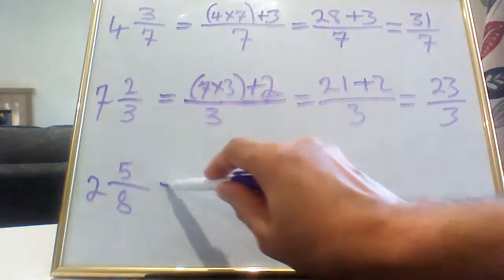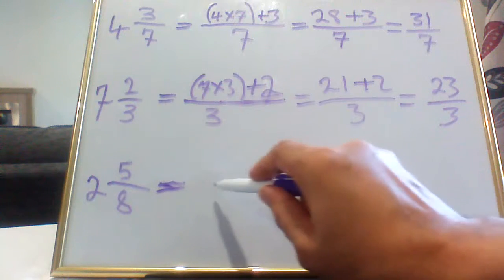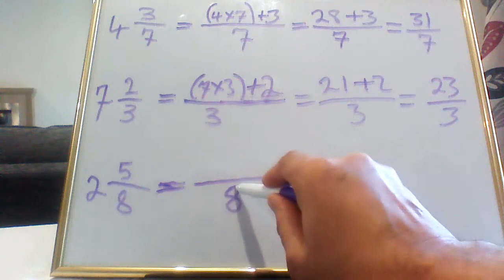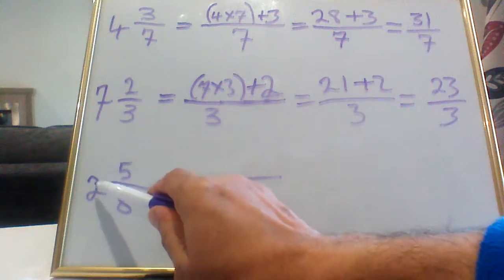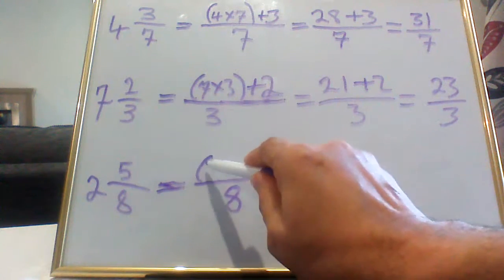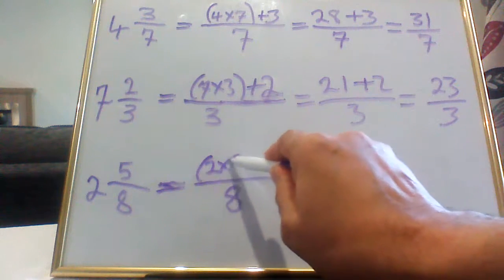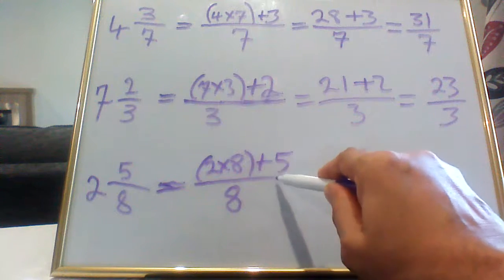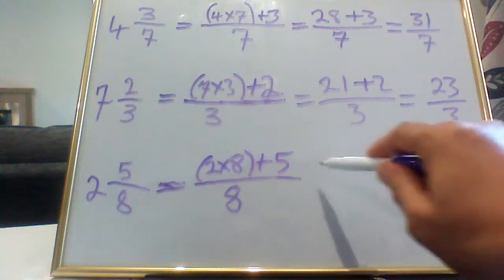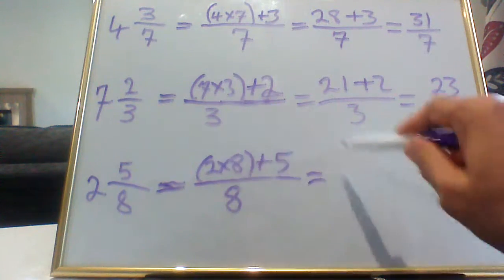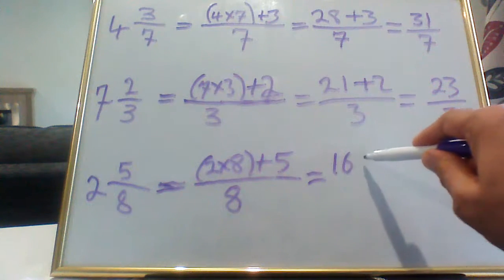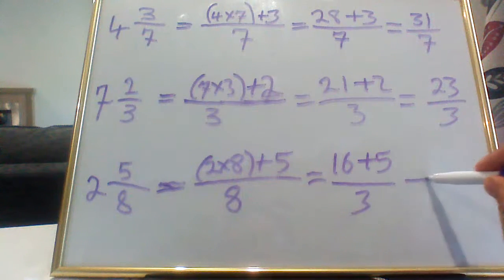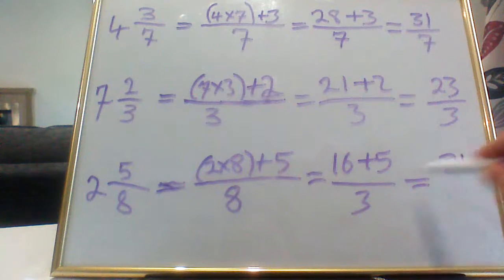Once again, keep the same denominator. So remember, the 8's the denominator. And what do we do? Can you remember? Multiply the 2 by the 8, keep it in the brackets, keep it separate. Then after you've done that, you can add the 5 to it, which is the numerator. Right. 2 times 8 is 16. Now you can add the 5 to that. 16 plus 5 is 21. Whoops.